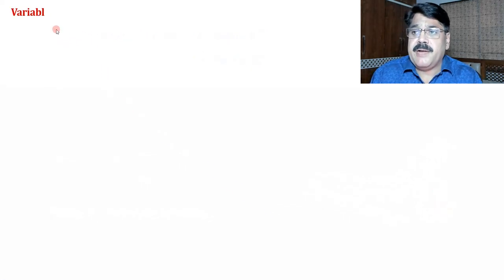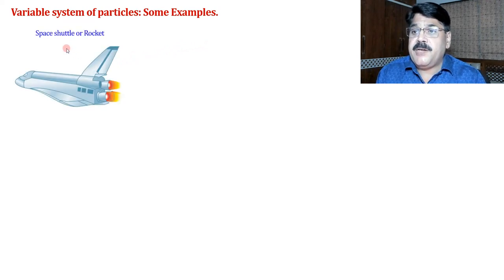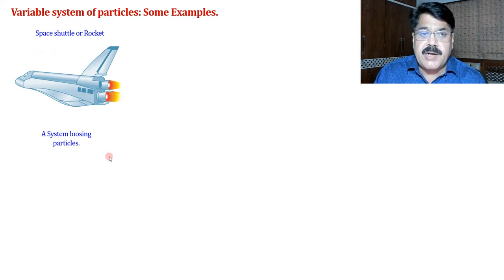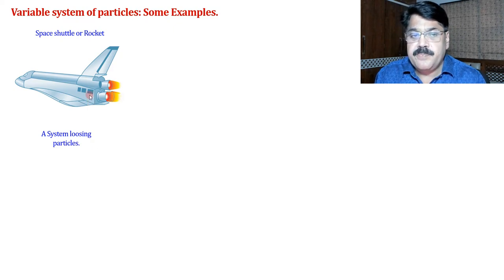Variable system of particles. Some examples. First, let us discuss a few examples of such kinds of systems. Say the space shuttle or rocket that we took at the beginning, a system losing particles to its surroundings. This is a system which continuously loses particles to its surroundings, because when the fuel is burned, the burned fuel is ejected outside of the rocket as burnt gases.